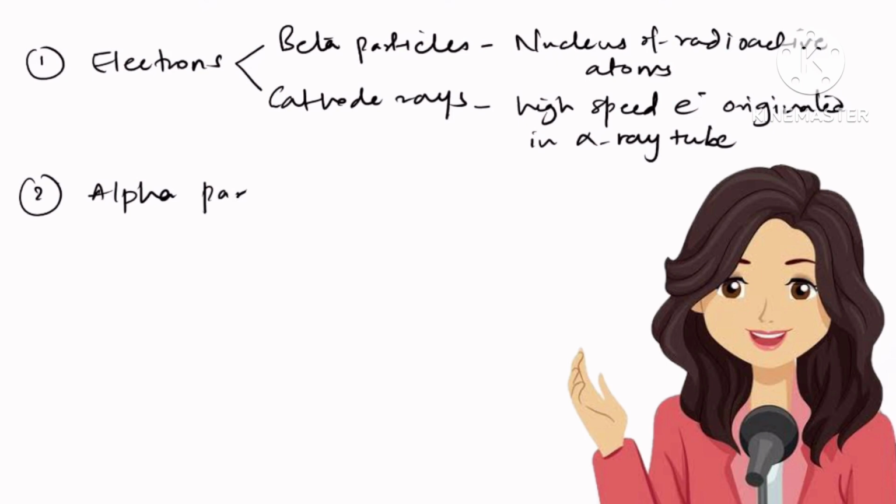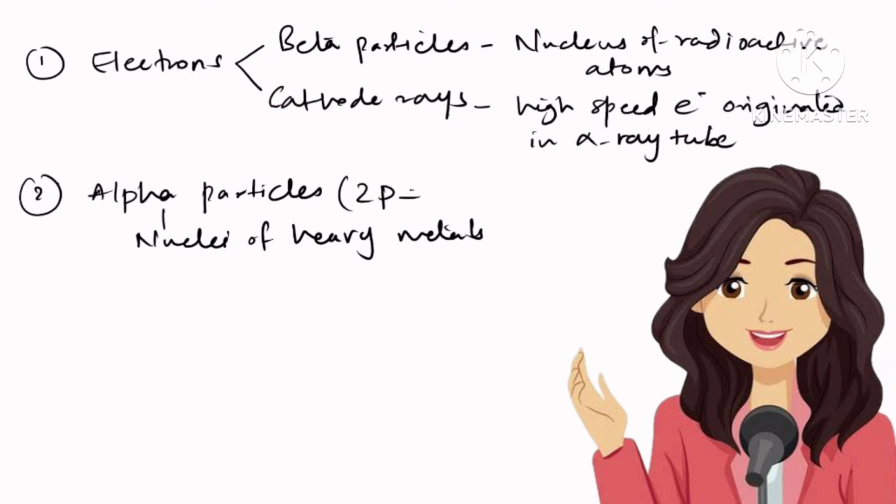These are the types of particulate radiations that you should just know the names of. Alpha particles. These arise from nuclei of heavy metals. All right. These alpha particles contain two protons plus two neutrons with no electrons. All right. Alpha particles are nuclei of heavy metals.